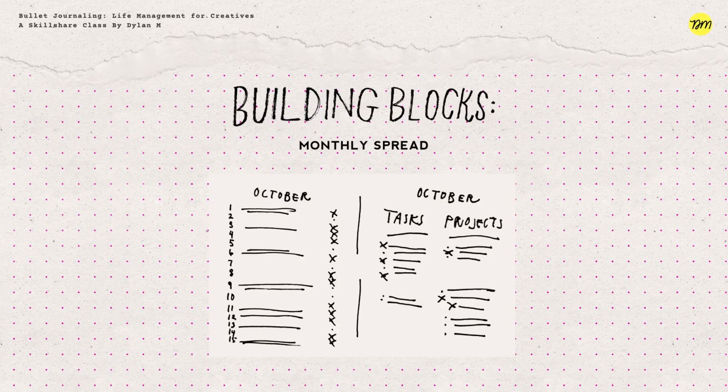The next component is the monthly spread, which I've broken into 2 functions. On the left, I have a log for the month where I note down anything worth remembering that happened. I have the date and the day, as well as the week number, because for some reason that's a meaningful number for me in tracking where we are in the year, more so than just the month. My monthly spread also usually includes some form of habit tracker, but I'll talk about that more when I show you mine in the next lesson.